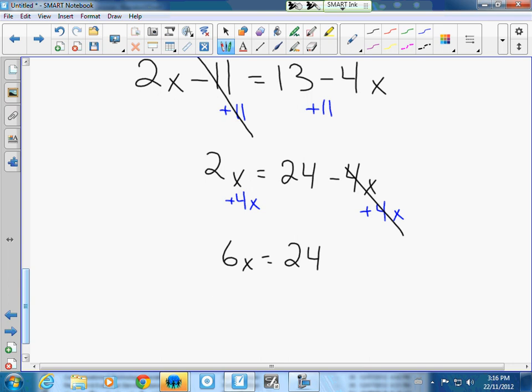Well, no, because we're adding 4x. I'm making sure it's not a positive 4x. Well, I guess technically it's the same thing. But I'm putting that there so I know that I'm adding 4x. Because it's the opposite of -4x, right?